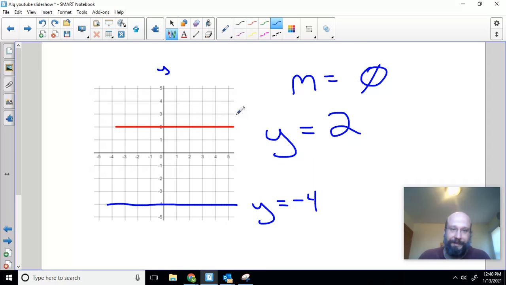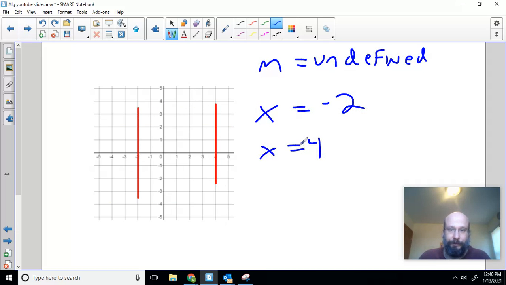This is the most basic thing and the most important. Horizontal is going to be y equals wherever it crosses. Vertical is going to be x equals wherever it crosses.